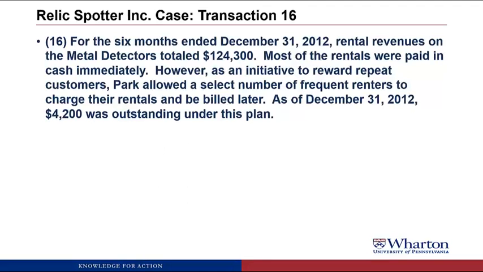For the 6 months ended the 31st of December 2012, rental revenues on the metal detectors total $124,300. Most of the rentals were paid in cash immediately. However, as an initiative to reward repeat customers, Park allowed a select number of frequent renters to charge their rentals and be billed later. As of the 31st of December 2012, $4,200 was outstanding under this plan.